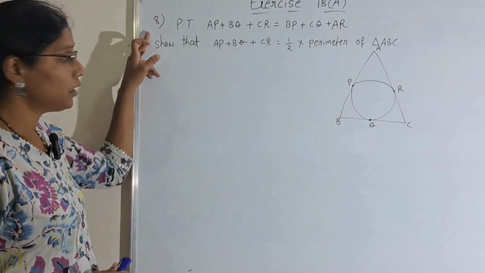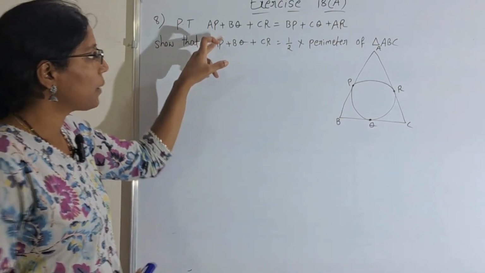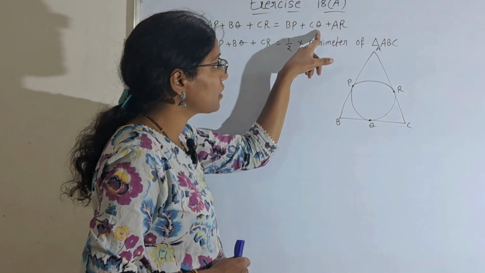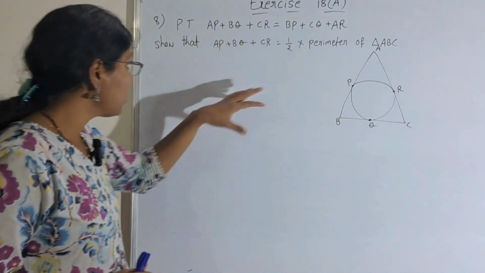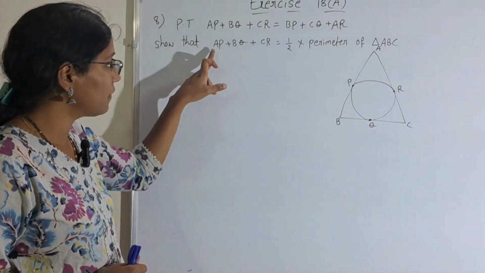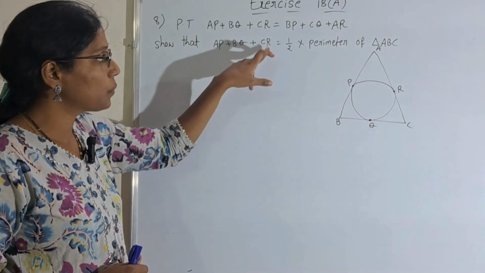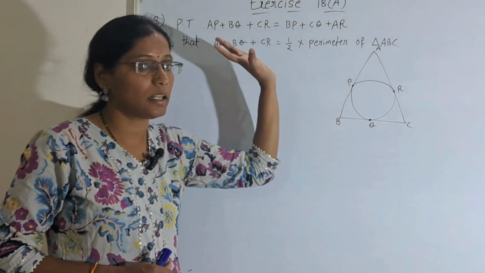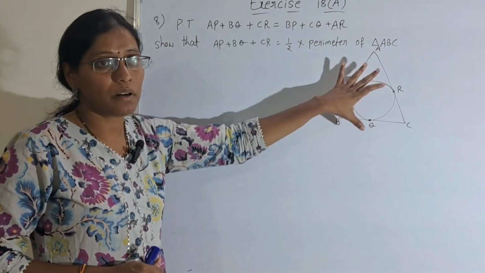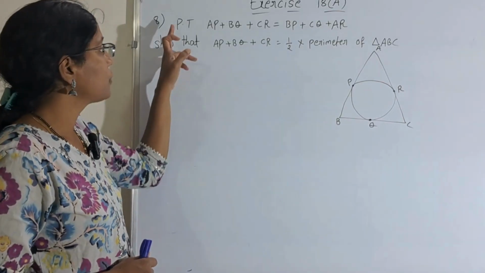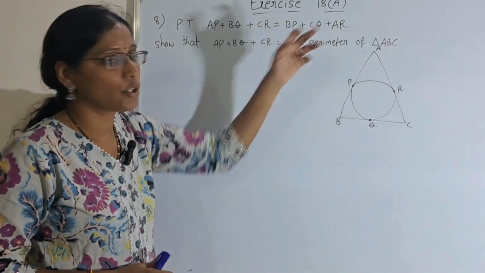Next, 8th question. Here prove that AP plus BQ plus CR equal to BP plus CQ plus AR. And also show the two problems they have given here. Second one is AP plus BQ plus CR is equal to half into perimeter of this triangle. Perimeter of triangle means sum of all sides, half. That half also we have to prove. So first prove this condition.